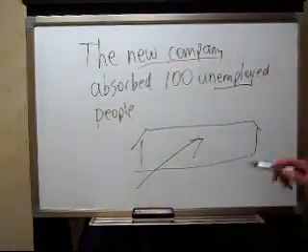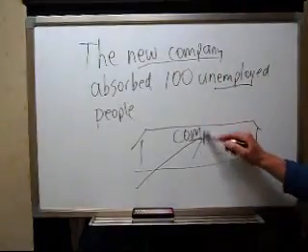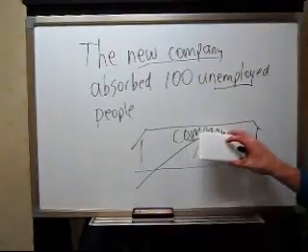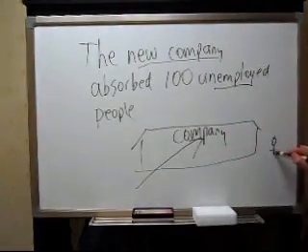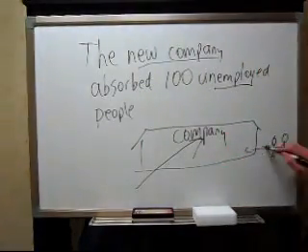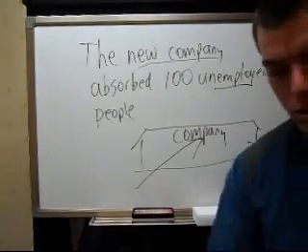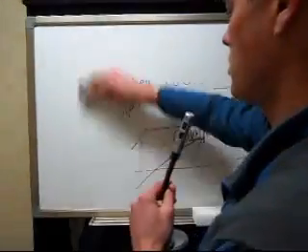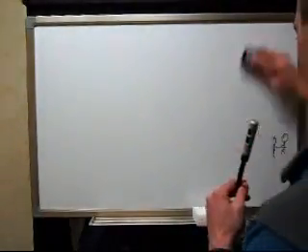So this new company was just like a sponge. The company's like a sponge. All these workers can now work. The company absorbed the workers. And you can use this in many examples.